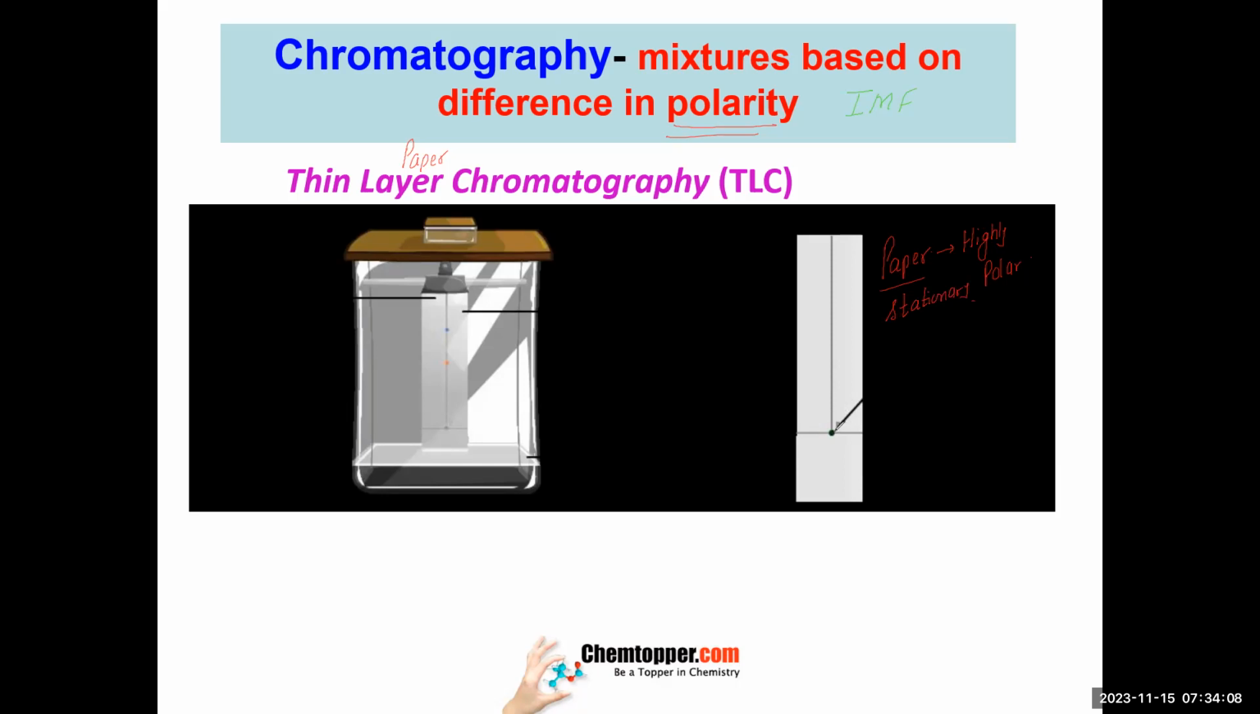Now this is a mixture of two inks, orange and blue. They have given the example of ink because ink will help you in visualizing it better. Mixture of two inks. I want to separate them. So what we have done, we have placed the mixture here on this line. Place the mixture here. One drop, only one drop. Small amount.